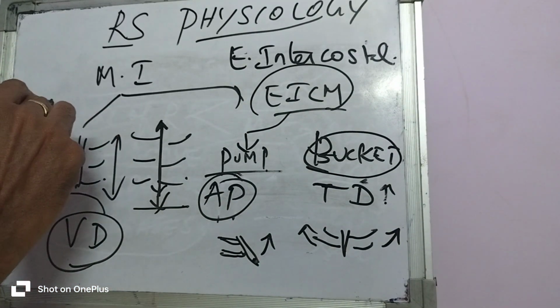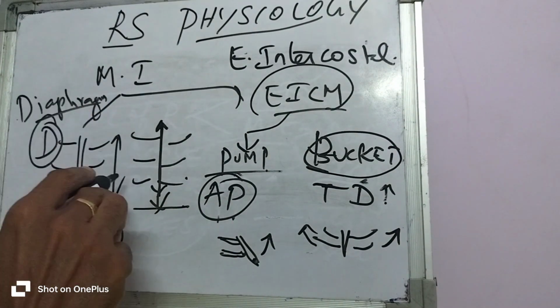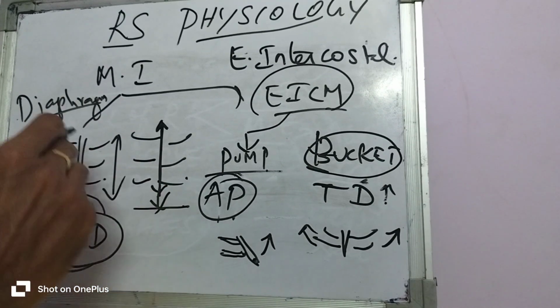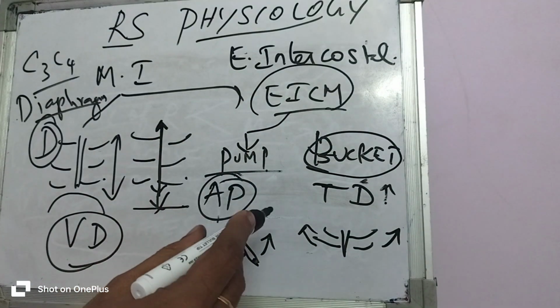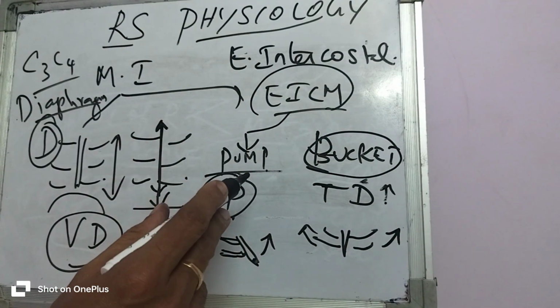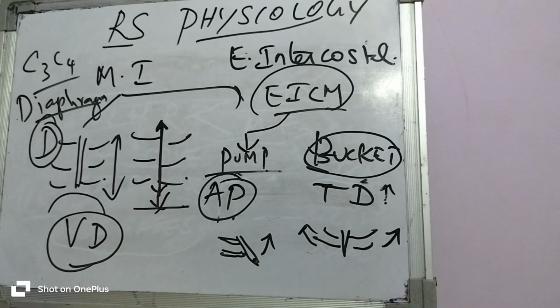The diaphragm is supplied by the phrenic nerve, which arises from the phrenic motor neurons present in the C3 and C4 cervical segments of the spinal cord, whereas the external intercostal muscle is supplied by the thoracic motor neurons present in the thoracic segments of the spinal cord.